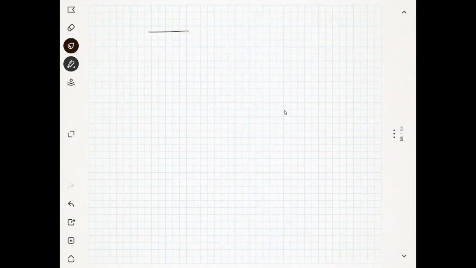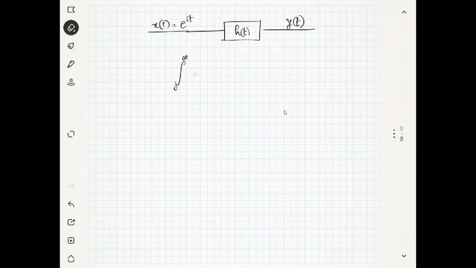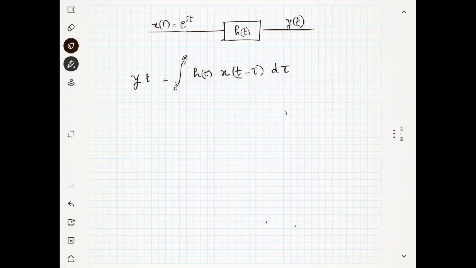Now you see, I'm going to give my x of t as e power st, and this is my system h of t, and I'm going to calculate the continuous time output of the system. My output is nothing but the integral 0 to infinity. Sorry, I will use the second representation: h of tau into x of t minus tau, and I am integrating with respect to tau.